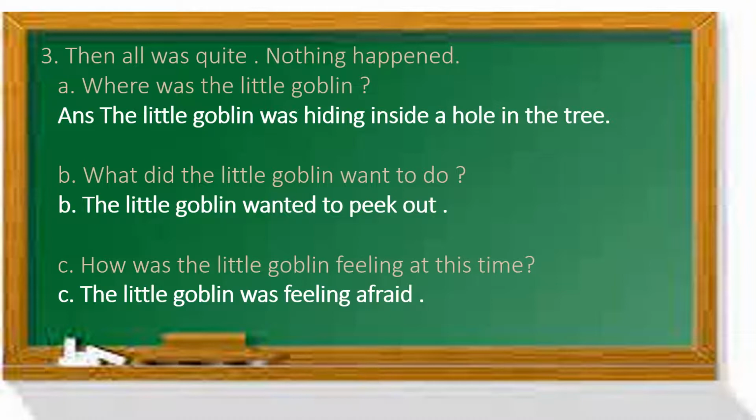B. What did the little goblin want to do when he was hiding inside the tree? So, at that time, what did the little goblin want to do? Answer: the little goblin wanted to peek out. He wanted to look outside secretly. C. How was the little goblin feeling at this time? When he was hiding inside the tree, how was the little goblin feeling? So the answer is, the little goblin was feeling afraid.